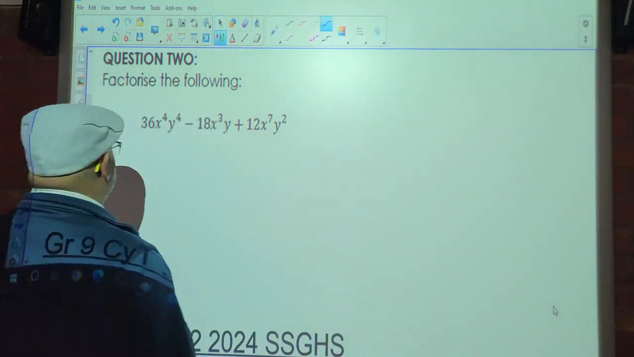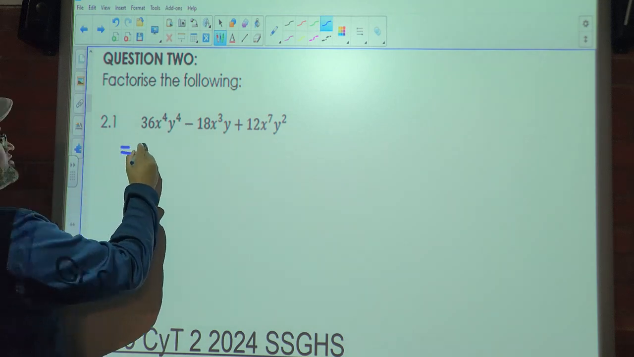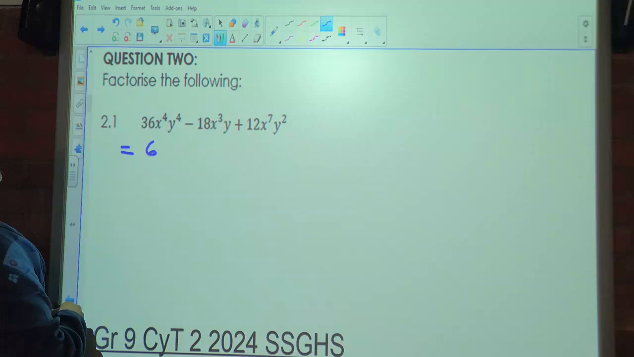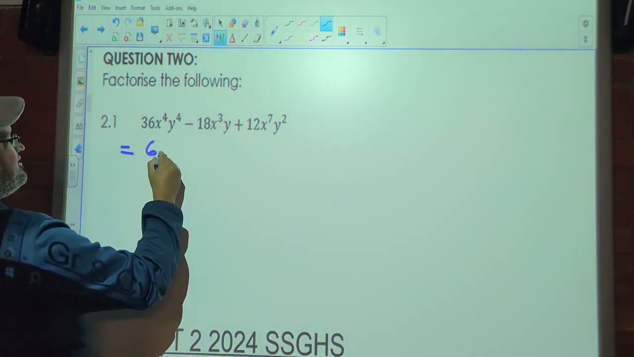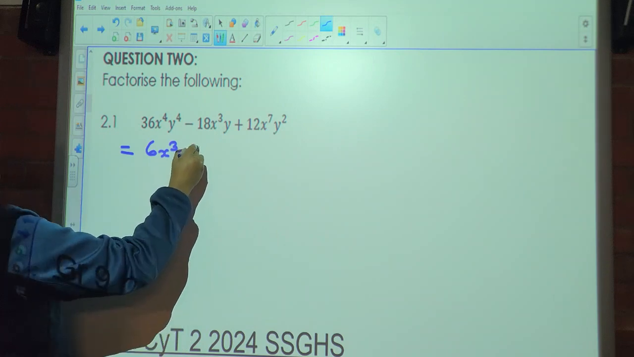Alright, so in number 2.1 we got 36 x to the power of 4 y to the power of 4 minus 18 x cubed y plus 12 x to the power of 7 y squared. People, from the numbers, what is common? 6 can go in all of those numbers. Now the x's: x4, x cubed, x7, so x cubed. The y's: y4, y and y squared, so y.